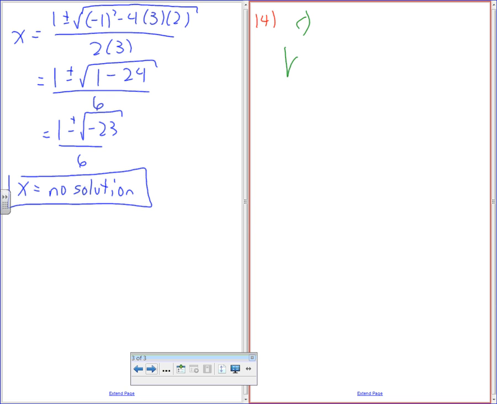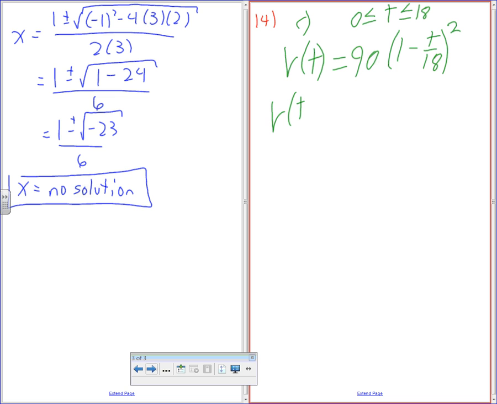So we have V of T equals 90 times 1 minus T over 18, squared. Now this, sorry to interrupt, should look very familiar to you. This is very close to your first test question, for T less than or equal to 18. Okay. So then in part C, we're given that V of T equals 40 liters, right?